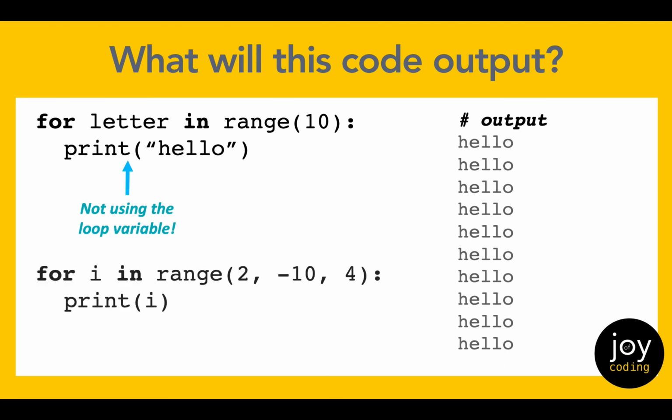Let's look at another one. For i in range(2, -10, 4), print i. Do you think you have the output? If you said the output is no output, you're correct. And the reason for that is because we have created an impossible range. There is no way to get from 2 to -10 by going up by 4 every time. And when we give an impossible range to the range function, the loop doesn't execute at all. And so in this case, there will be no output.